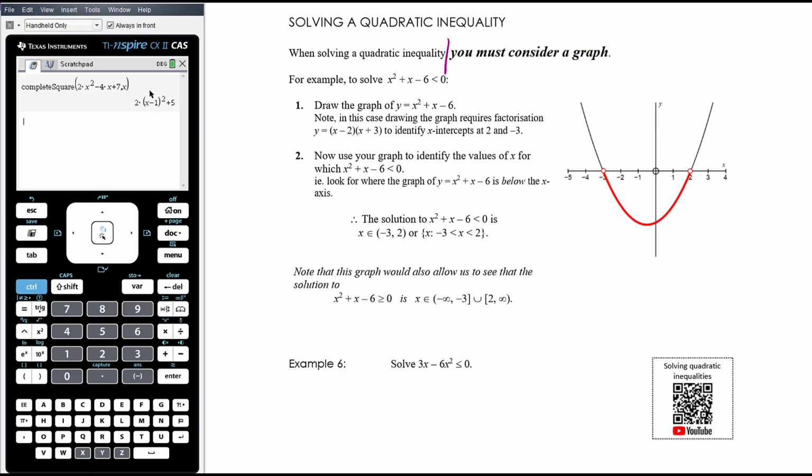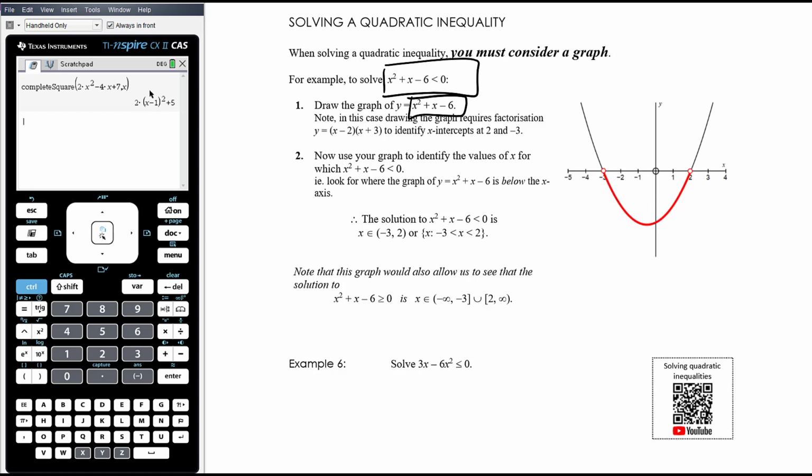So, for example, if we're trying to solve this quadratic inequality, x squared plus x minus 6 is less than 0, we want to look at the graph of y equals x squared plus x minus 6, and then we're looking at where y is less than 0. Once you've drawn the graph, it doesn't need to be a perfectly precise graph. You really just need the x-intercepts and whether it's happy or sad in shape. This factorizes. The x-intercepts are at 2 and negative 3. It's a happy parabola, so this is what it looks like.